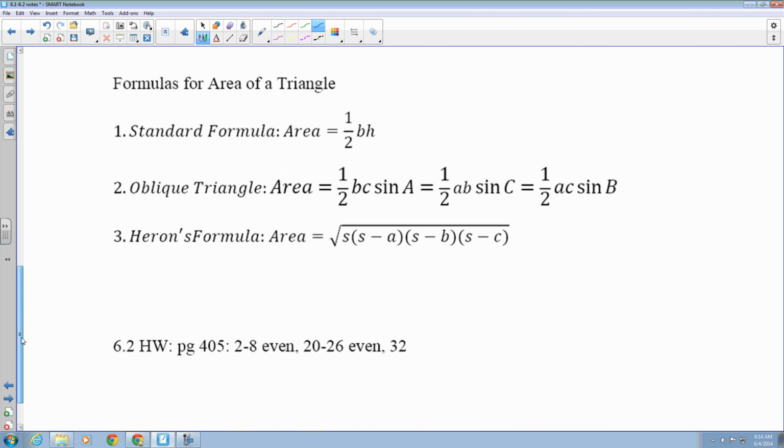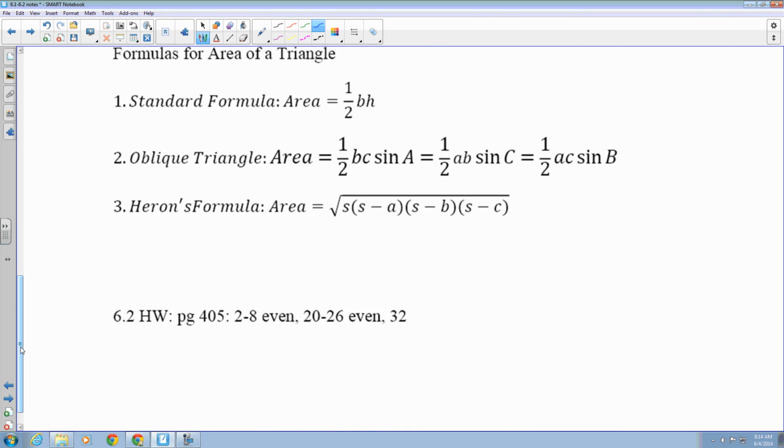And down below, I talk about all of the different area formulas for a triangle. Standard is the one we know with a right angle, 1/2 base times height. An oblique triangle where we have 2 sides and the angle that does not match the 2 sides is 1/2 the 2 sides times the sine of that angle. And when we have 3 sides, we just did an example of that where we find s. All right, well, that was section 6.2 on law of cosines.